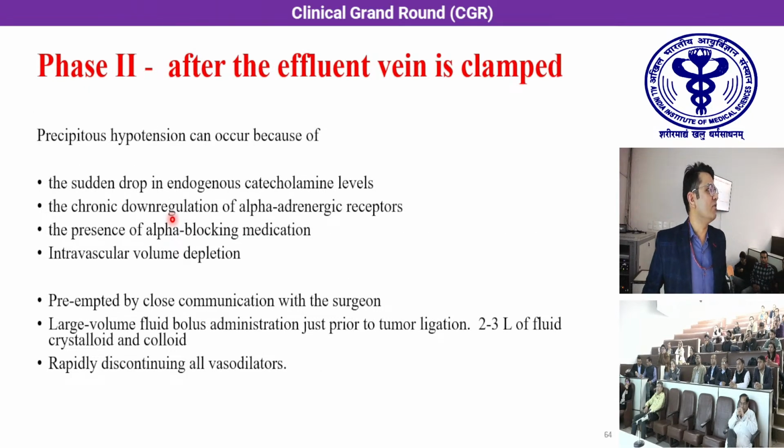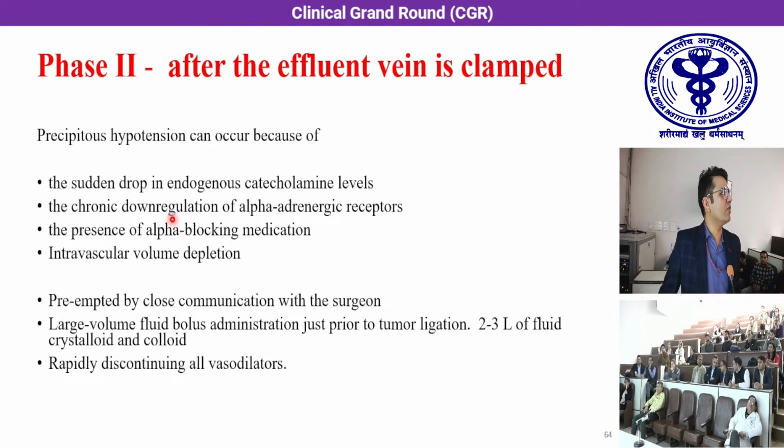The next phase is the phase of vasoplegia. That is when the vein has been clamped. That is when you find a precipitous hypotension because of a decrease in the circulating endogenous catecholamine levels, or the down regulation of the alpha adrenoceptors that has happened, or because of the prevailing action of the alpha blockers that the patient was already taking. So in these cases, the first thing is communication.